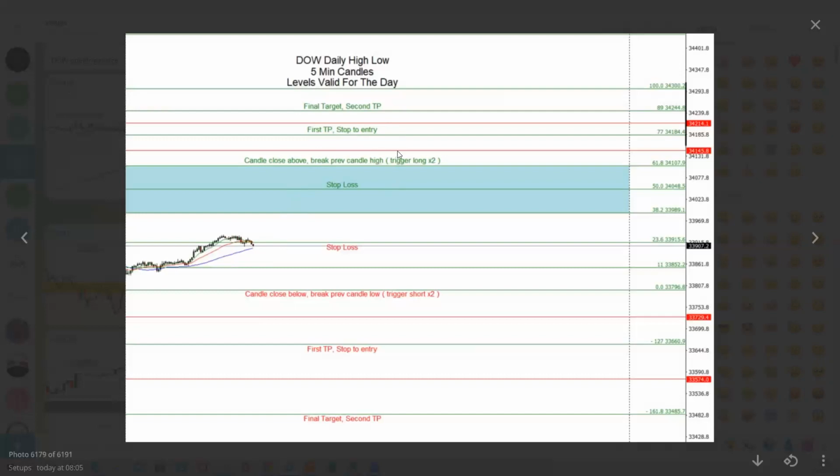Remember, guys, as soon as we hit the first red line, we move our trailing stop to entry. As soon as we hit the first TP, we move our trailing stop to the first red line. And as soon as we hit the second red line, we move our trailing stop to the first TP. Same to the downside if the trend changes to the downside.